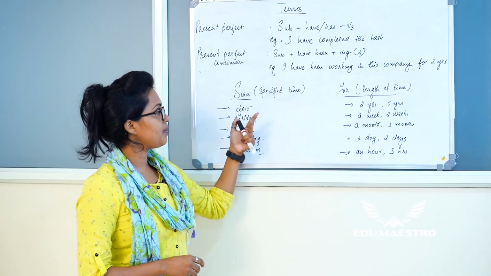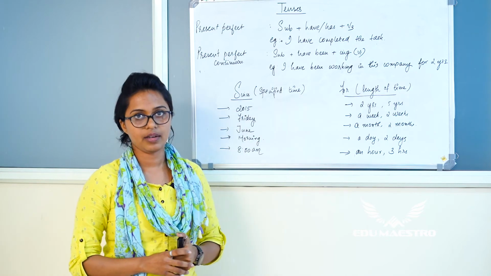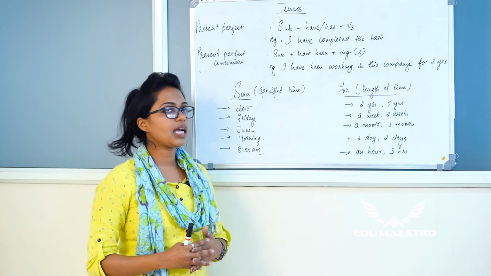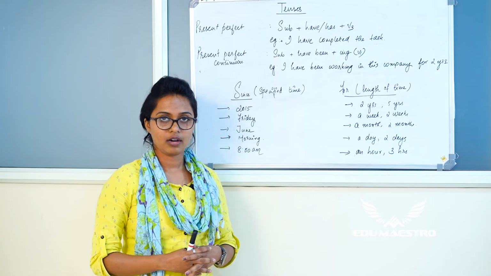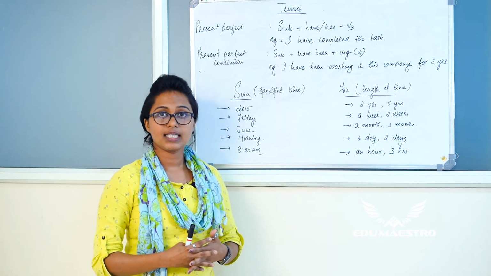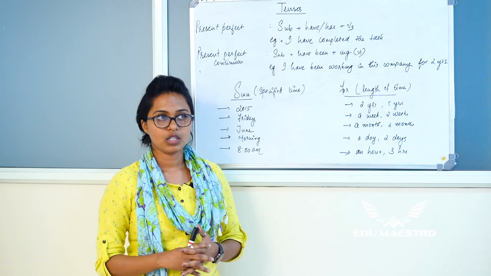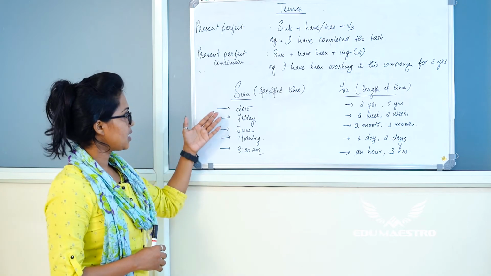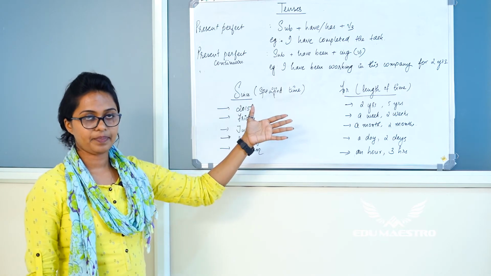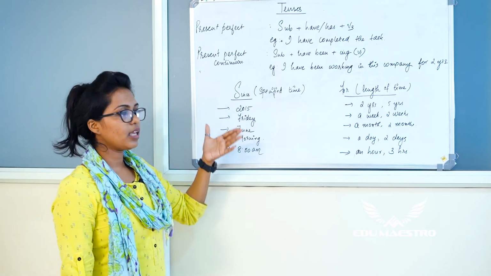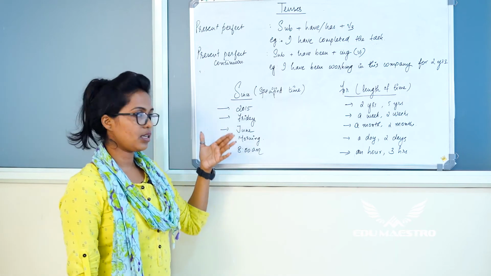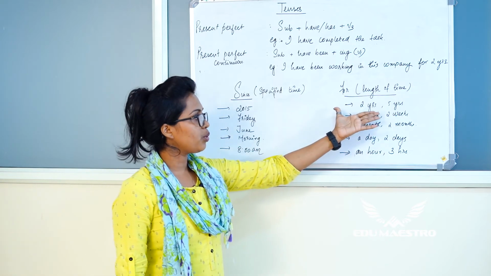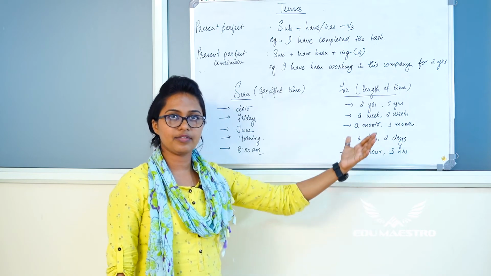The rule is subject plus have been plus the base verb with ing. For example, I have been working in this company for 2 years, or I have been working in this company since 2015. So what is the difference between since and for? Let's see. Since, we use for a specified time. For example, I have been working in this company since 2015. And if you want to use for, you have to use it with 2 years or 5 years, that is for the length of time.